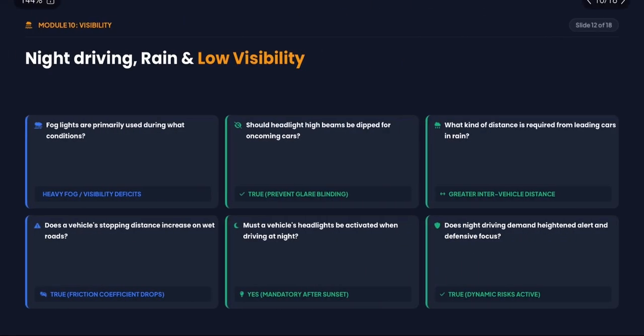Module 10, Night Driving, Rain and Low Visibility. Fog lights are primarily used during what conditions? Heavy fog and visibility deficits. Should headlight high beams be dipped for oncoming cars? True. What kind of distance is required from leading cars in rain? Greater inter-vehicle distance. Does a vehicle's stopping distance increase on wet roads? True, because friction coefficient drops.